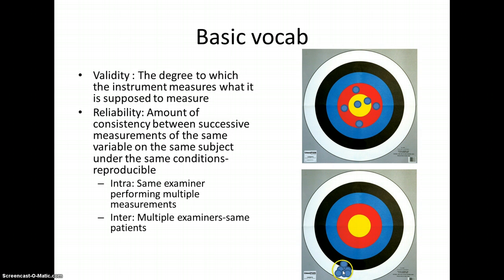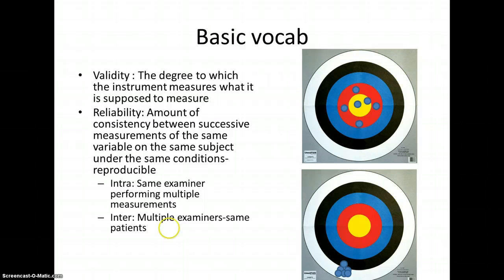You'll also notice that the bottom picture is demonstrating poor validity. Although they are very reliable, you're not doing what you're supposed to be doing by hitting the bullseye in the middle. We also talk about intra and inter-reliability as it relates to patient care. We talk about intra-reliability being you, the same examiner, doing multiple measurements over time on a patient, perhaps a post-operative rehabilitation, trying to demonstrate an improvement objectively in range of motion using a goniometer, whereas inter-reliability involves multiple examiners and multiple clinicians looking at the same patients over time.